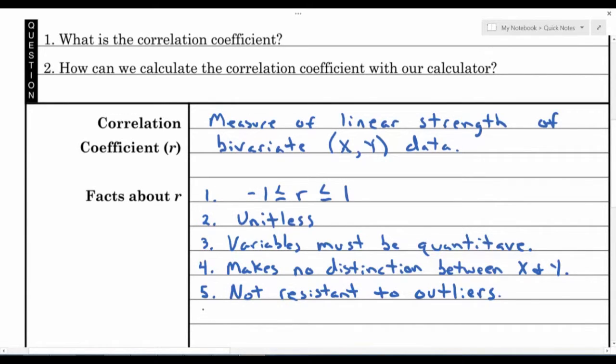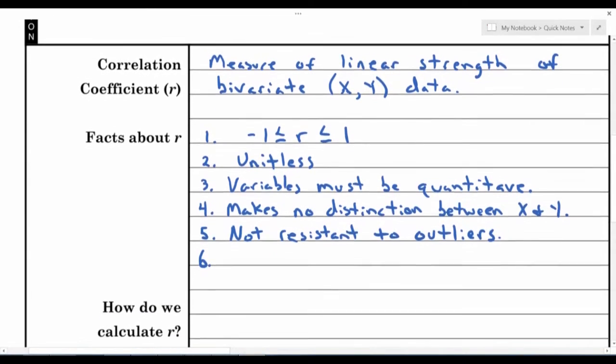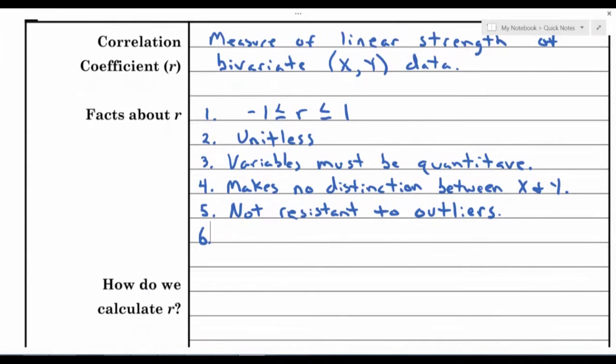And lastly, perhaps most importantly, it's the linear strength only. There can be a strong association between the two variables. They can be very closely related. It might be some sort of parabola, some quadratic relationship, but we only calculate r when the data appear in some linear form. It doesn't mean they're exactly in a straight line, but the form appears linear.